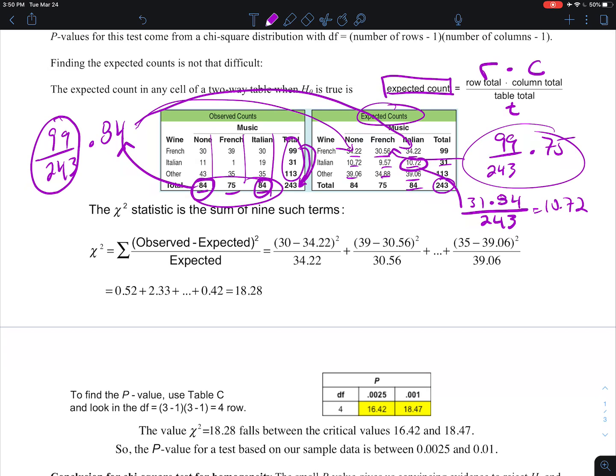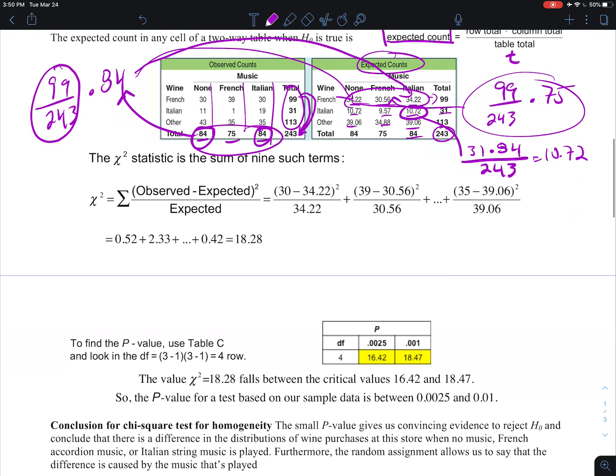But once you have really 4 of them, these 3 have to add up to 99. So if I know these 2, I'm going to know the third one. But you'll definitely lean on your calculators for that. You're also going to want your calculators because you're going to want it to do the sum of those 9 entries.